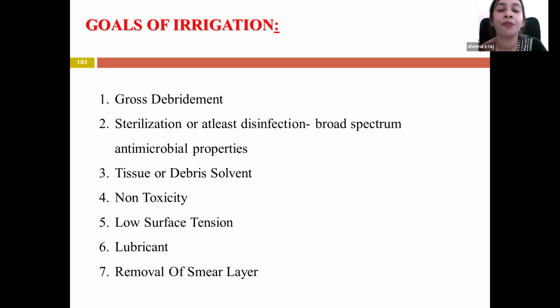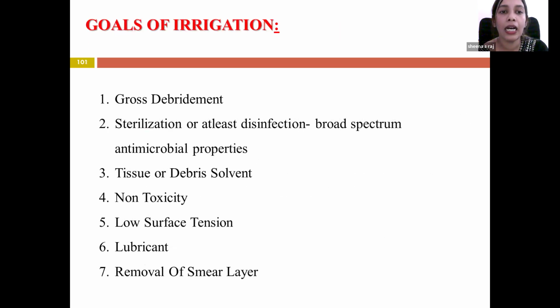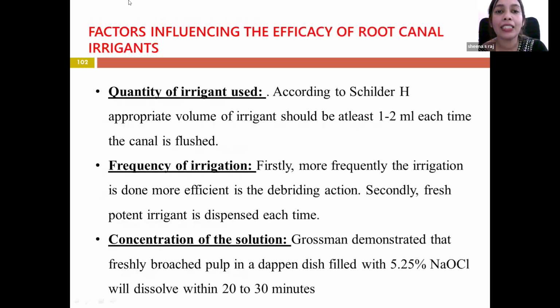The goals of irrigants include debridement, tissue dissolving, organic tissue dissolving. It should be non-toxic. It should have low surface tension, lubrication action, and removal of the smear layer. Next are the factors influencing the efficiency of root canal irrigants. First, quantity: the more the quantity, the more the action. Schilder said that at least 1 to 2 ml each time should be used for flushing, which will have a good effect. Frequency: the more the frequency, the more the action.